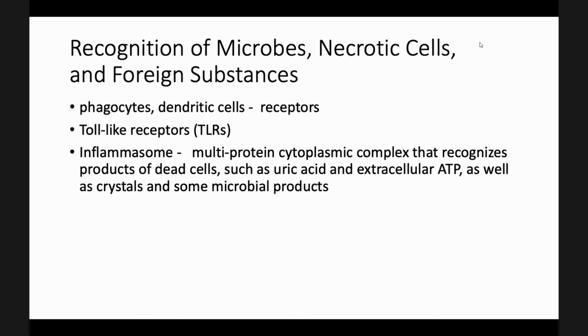How are these microbes, necrotic cells, and foreign substances recognized? It is because of the inherent capabilities of phagocytic cells and dendritic cells. They have receptors known as toll-like receptors, and also inflammasomes, which are multiprotein cytoplasmic complexes that recognize products of dead cells such as uric acid, extracellular ATP, as well as crystals and some microbial products. So they will be recognized by the WBCs to initiate inflammation.